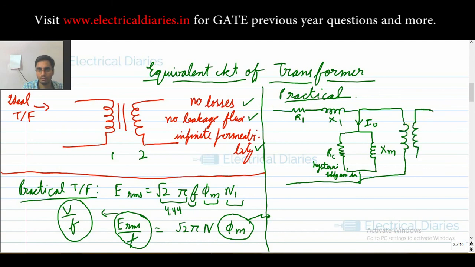This is your secondary winding. For the secondary winding also you will have R2, to represent the I square R losses of the winding, and X2 to represent the leakage reactance of the secondary winding. So this is the practical circuit of the transformer. We will discuss some more about this in other videos, but you should remember at least this much. So this is all for this video, and thank you.